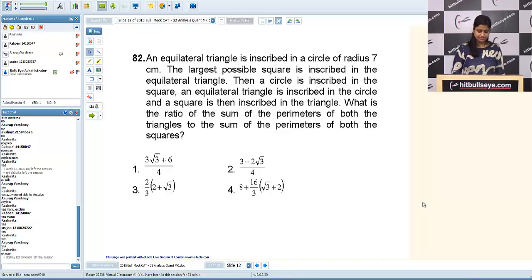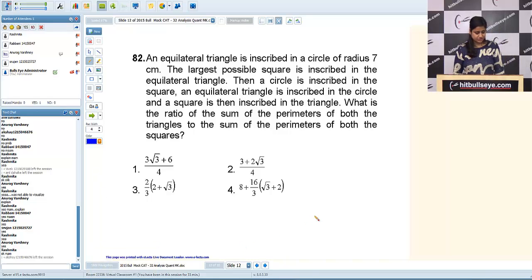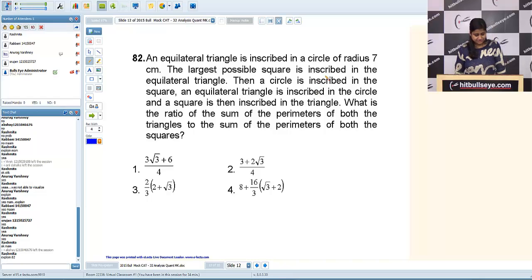82nd question, that was something big. I mean, formulas, calculations, that was difficult. Yeah, any problem in this question, guys? Yes, guys, I'm waiting for your response. Okay, Rashmita, let us see.